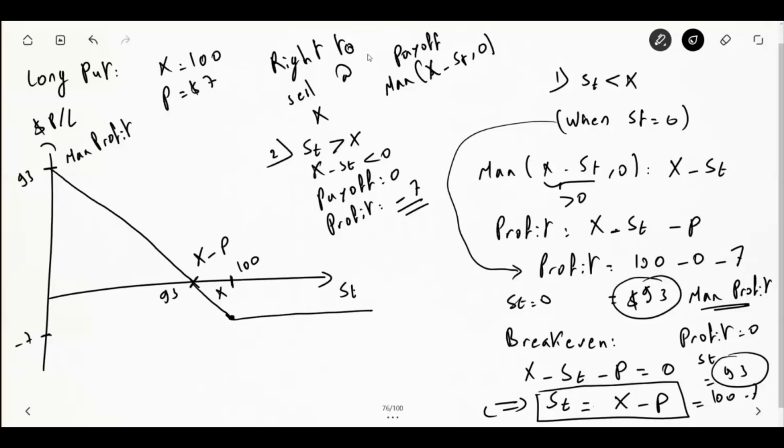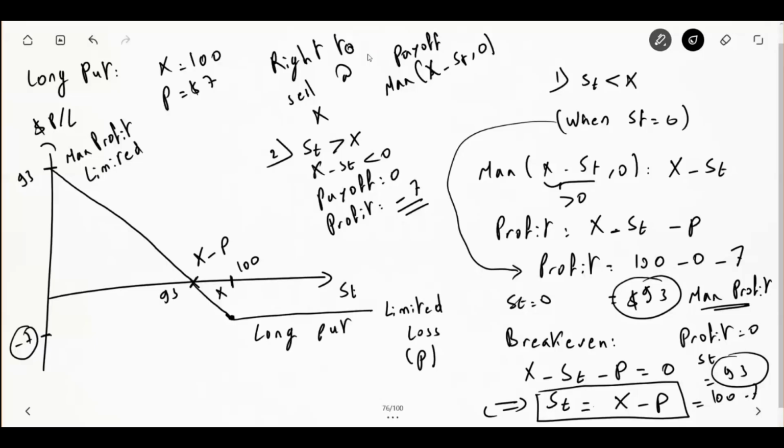So here I have a limited loss, which is limited to the value of the premium P, which is in this case $7. My profit with a put option can be high, it's $93 per share. However, it's still limited, not like in the case of a call option. Now, this was the long put.